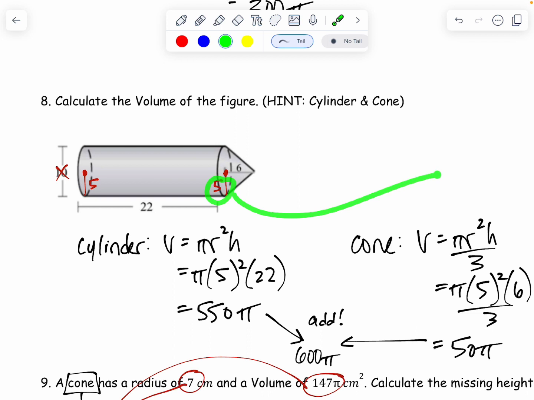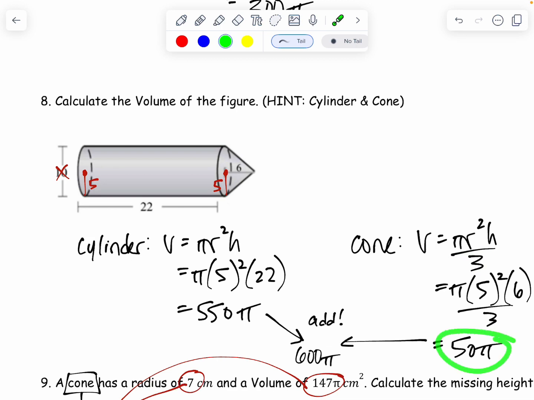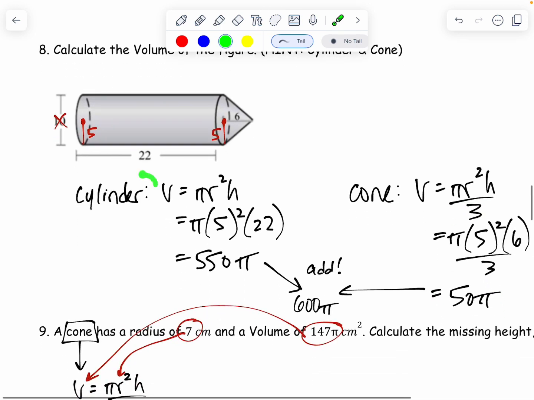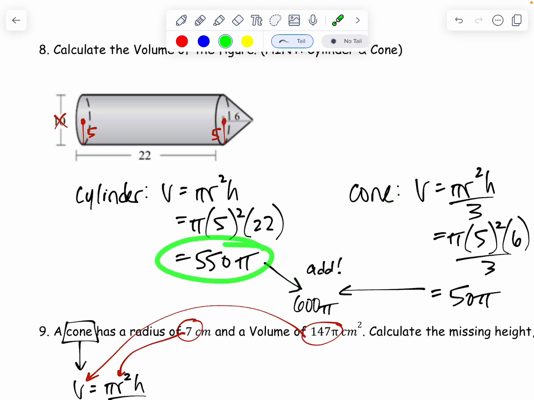So I'm taking my 5 and I'm plugging it into the radius. See how I'm squaring it? And then I'm taking the 6, which is the height, and plugging that in right here. And then when I typed it into the calculator, you do 5 squared times 6 divided by 3. Remember that a cone formula is divided by 3, and that gives you 50 pi. So now I just have to add the cylinder and the cone together. Okay, my answer for the cylinder was this. My answer for the cone was this. And when you do 550 plus 50, you get 600.